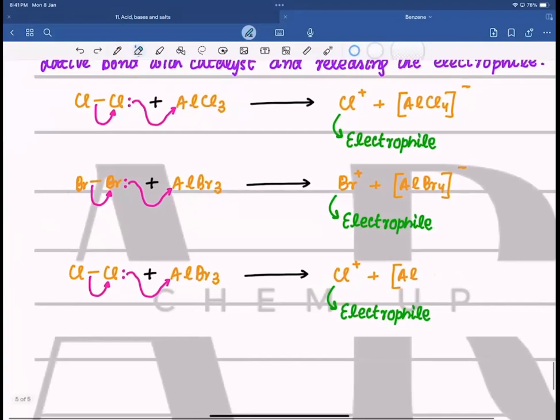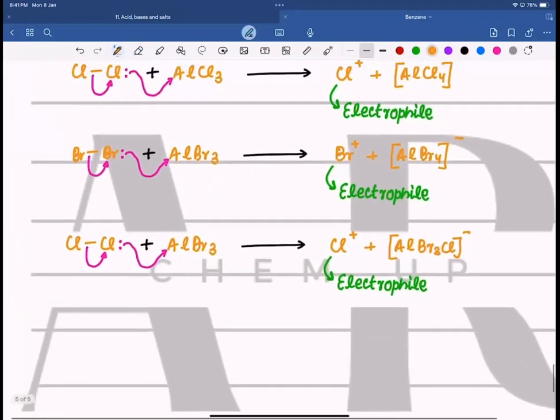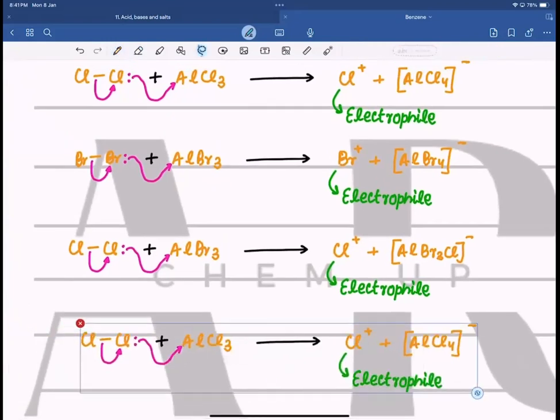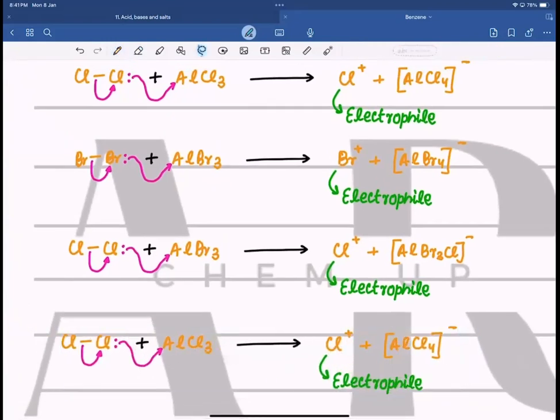AlBr3 Cl negative. And in the same way, the fourth possibility, when there is AlCl3 as a catalyst and we are using the bromine molecule, so we get Br positive and then AlBrCl3 negative.